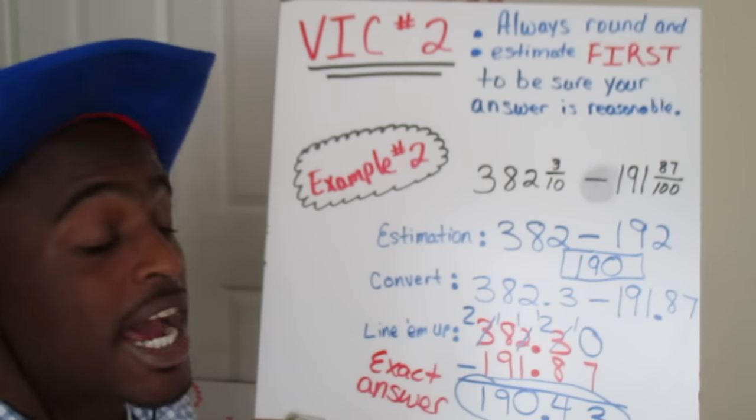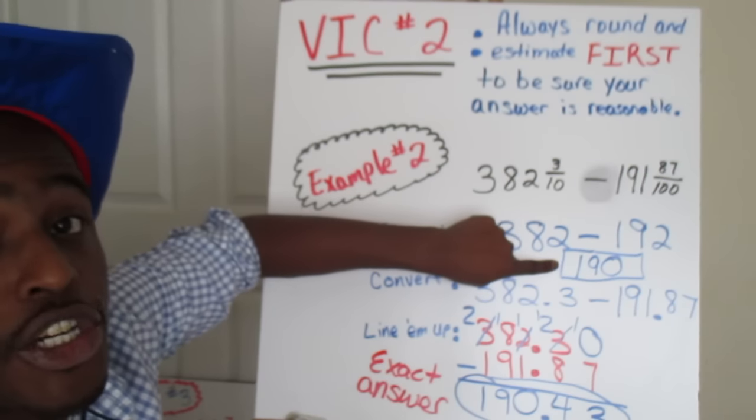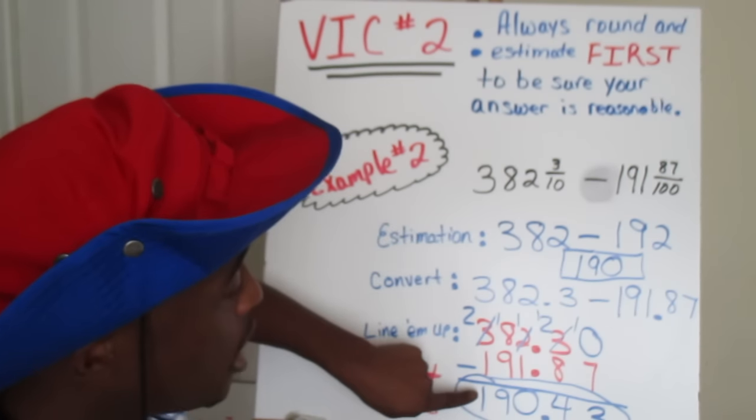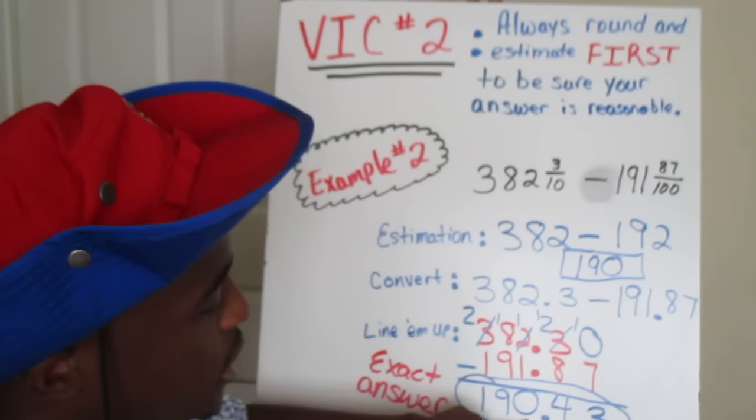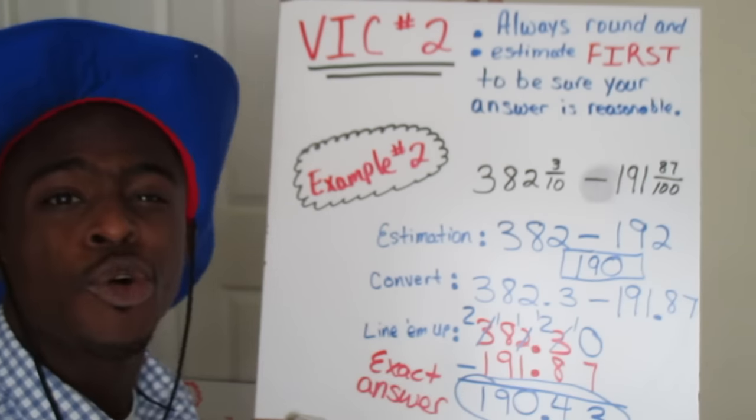All right. Now let's check to make sure that is reasonable. Our estimation was 190. Our exact answer was 190 and 43 hundredths. So it's reasonable.